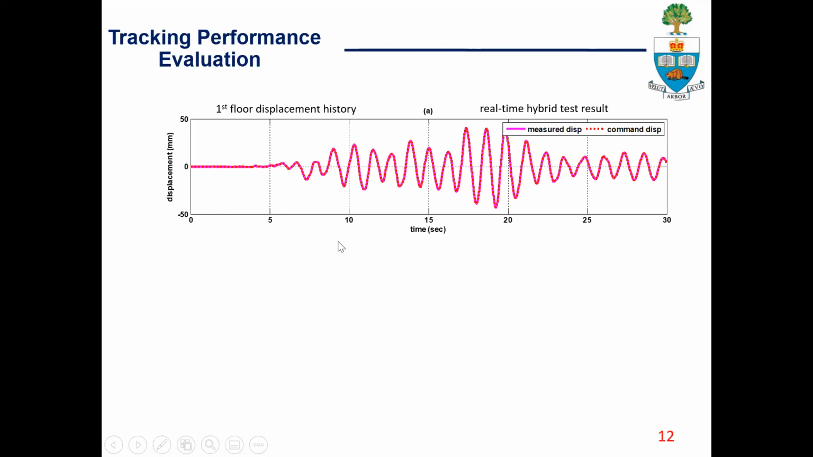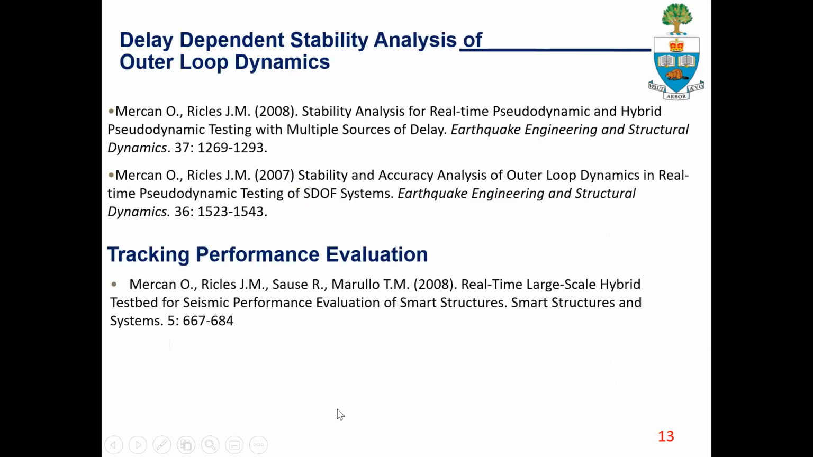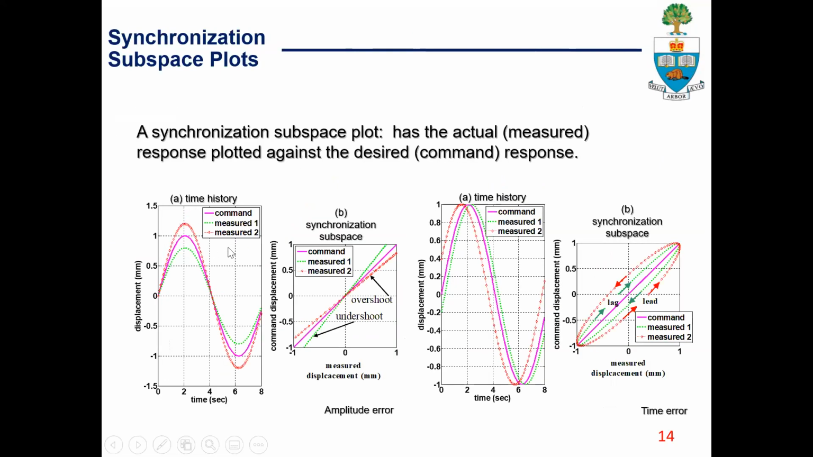At this scale, it is not possible to see the difference between these two signals. But if we take selected windows and look at them closely, we can see that in some instances there is lead between the measured and command signals, and in some windows there is lag. So with that, we focused on establishing some indicators to quantify the tracking performance between the measured and command signals.